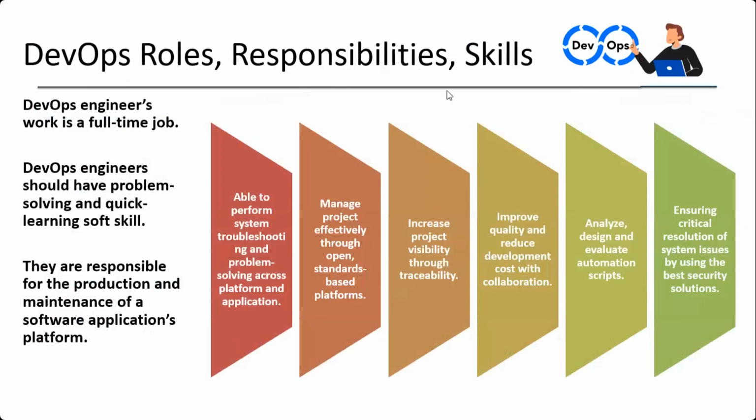So these are the role, responsibility, and skill: able to perform system troubleshooting and problem solving across a platform and application. I would say full stack as well. Must be good in configuring systems, networks as well, security even. So manage a project effectively through open and standard-based platforms, increase project visibility through traceability, improve quality, and reduce the development costs with collaboration, and analyze, design, and evaluate automation scripts, ensuring critical resolution of system issues by using the best security solution.